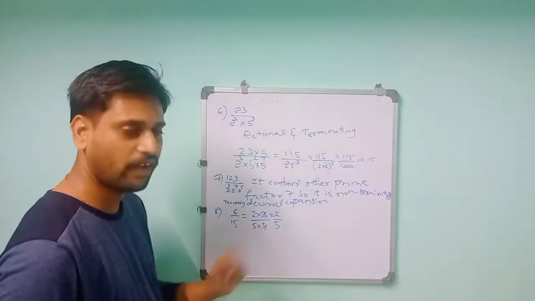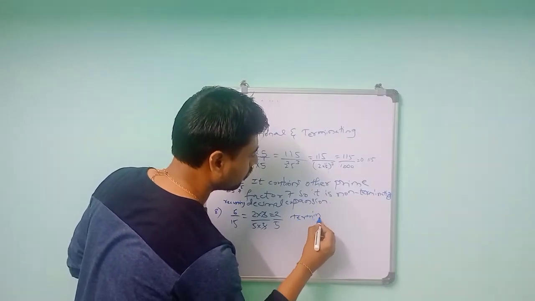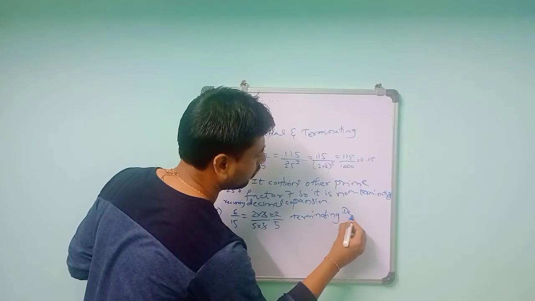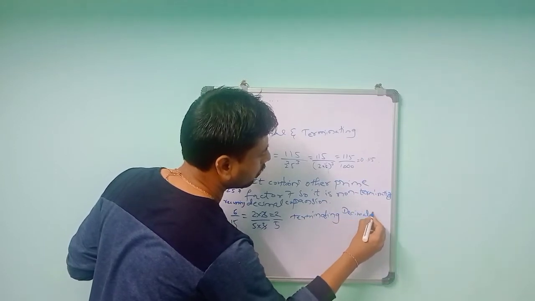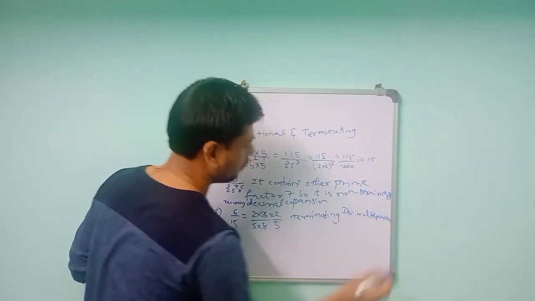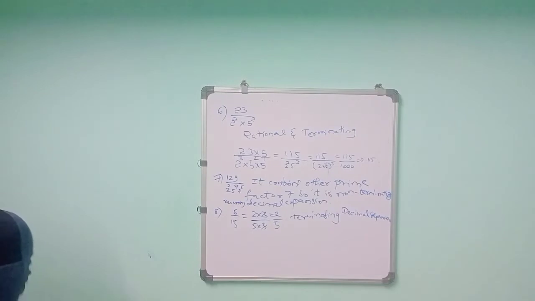So it contains 5 raised to m. So it is a terminating decimal expansion. Then the 9th one.